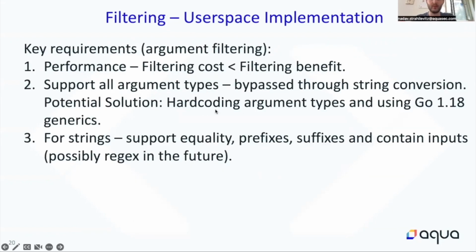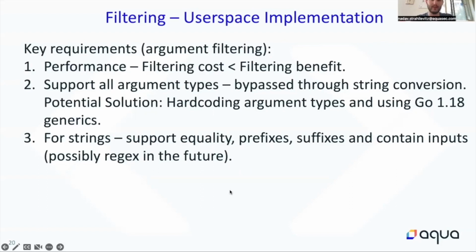So let's talk about what our Userland filtering optimally needs to look like. First, it must not impact the producer-consumer ratio negatively on the consumer side. Second, argument filters need to support all available argument types. Currently, we do this by string casting and using string filtering, but we are looking at using Go generics from 1.18 as a solution. Finally, string filtering needs to take advantage of being in Userland, and as such, we include prefix, suffix, and contained matching filters, and we can include infinitely as many as we want.